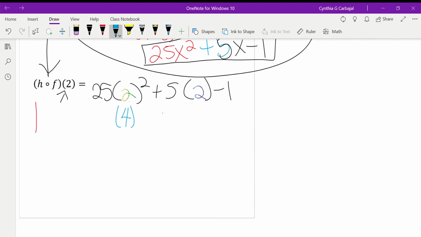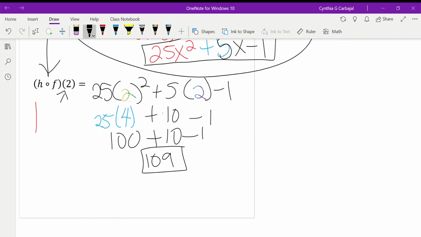And then I still have that 25 in the front. And then I have 5 times 2, so 10, and minus 1. Okay. And then 25 times 4, so that's 4 quarters, that's 100, plus 10 minus 1, and we could just go left to right. 100 plus 10 is 110, minus 1 is 109.